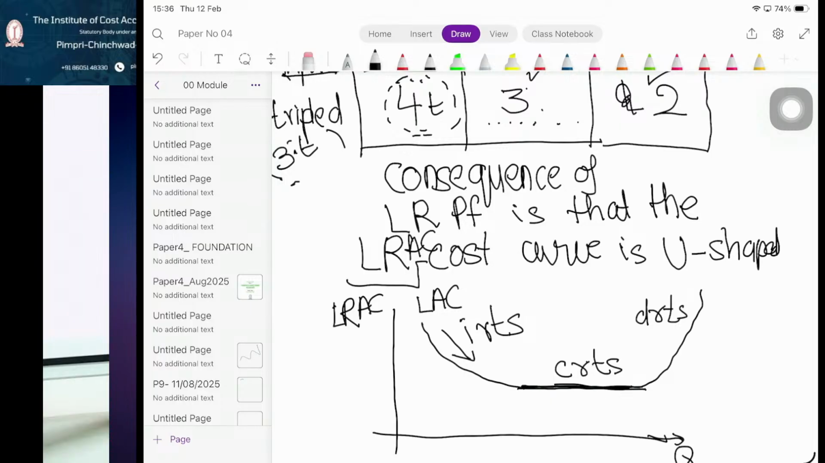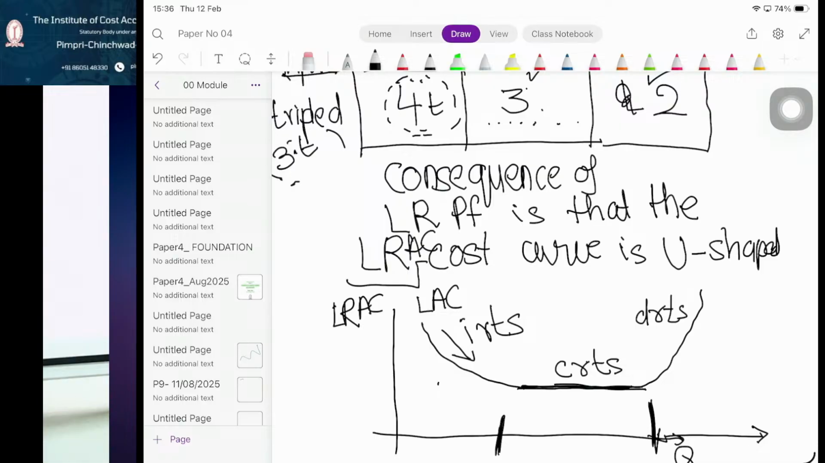It's the U-shaped curve because for the low volumes of output, up to here, we are experiencing increasing returns to scale. When the production is at an intermediate range, the firm starts experiencing constant returns to scale, and when output exceeds beyond a point, the firm experiences decreasing returns to scale.